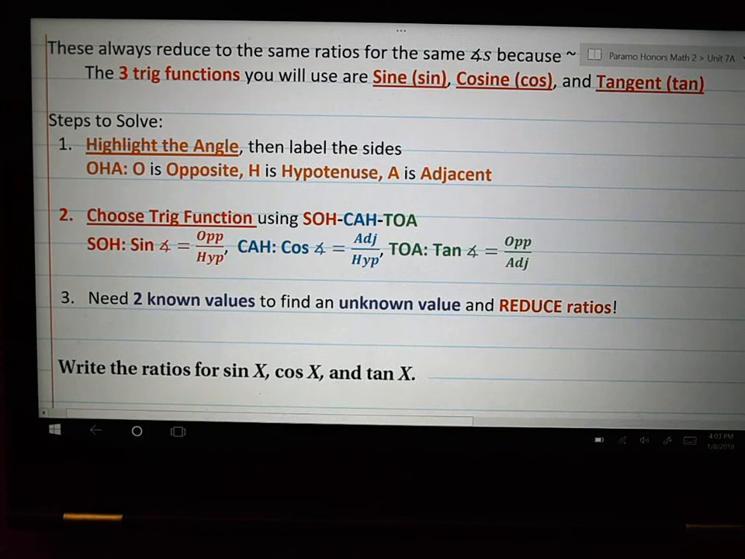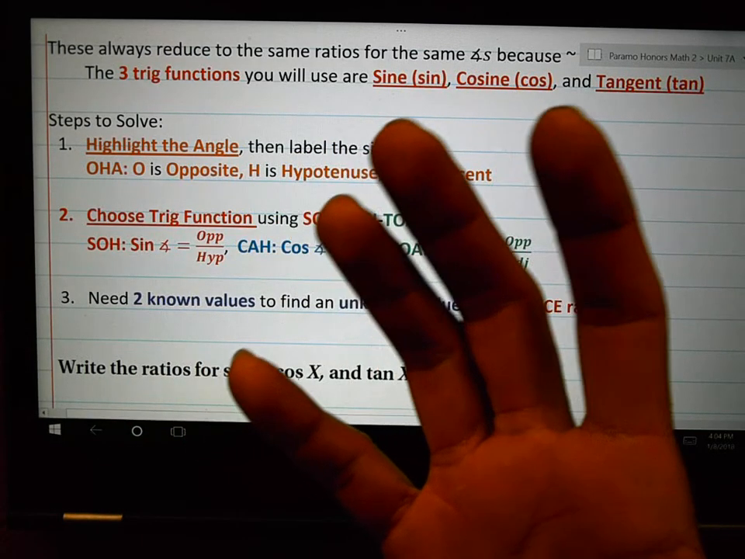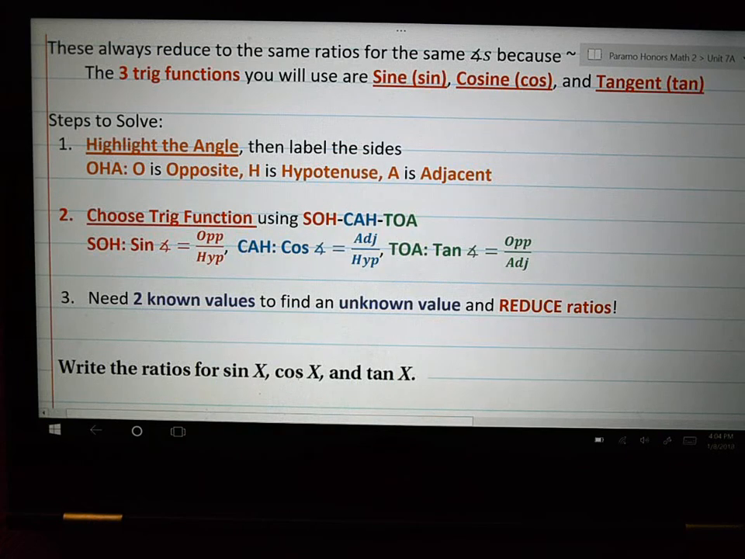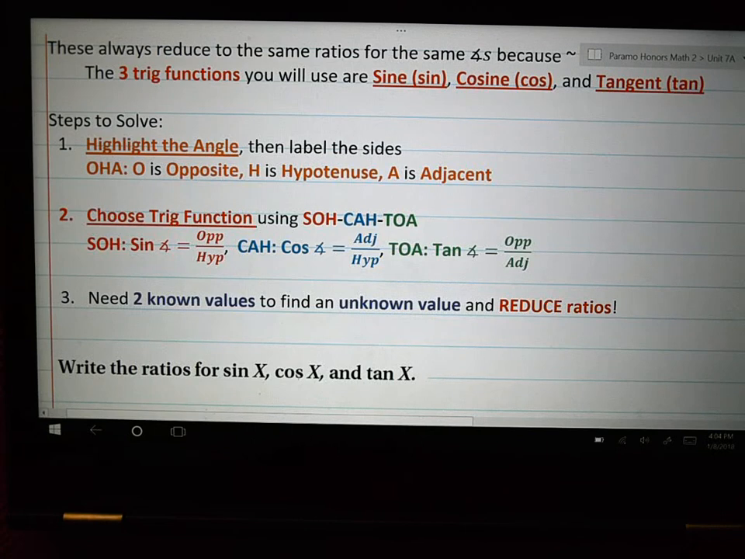The first step is oh-ha-ha. Mr. Paramo made a joke. I feel so much better. So do you.